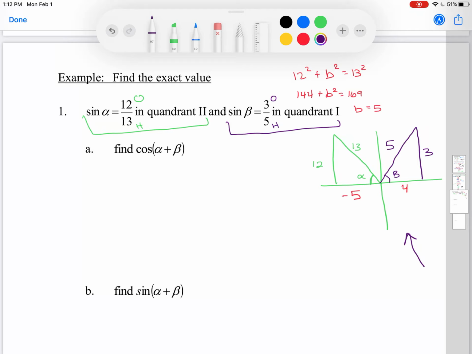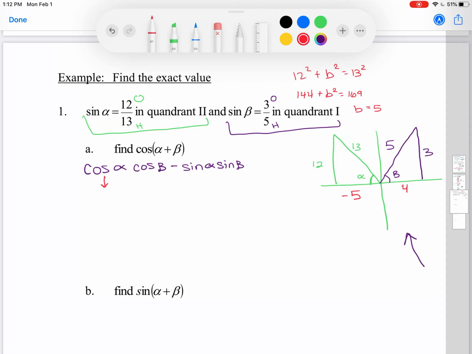It says find cosine of alpha plus beta. So I'm doing the sum identity of my cosine. I'm going to copy down that formula just so I can remember what I'm taking care of first. It tells me I need to subtract my sine of alpha and my sine beta. From here, I would go to my unit circle and I would take the values that I know. But we don't have a unit circle this time because we're not using exact angle values. Okay, I'm going to use the values from the triangles.